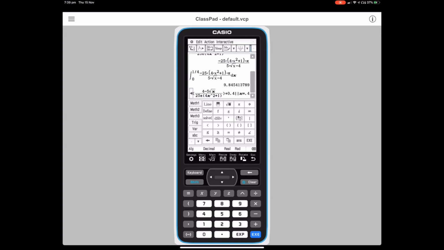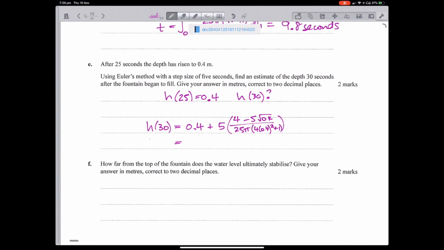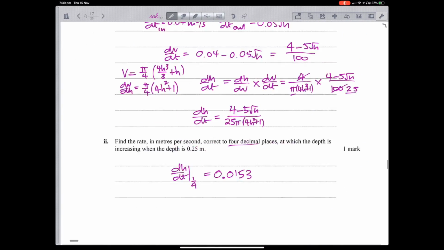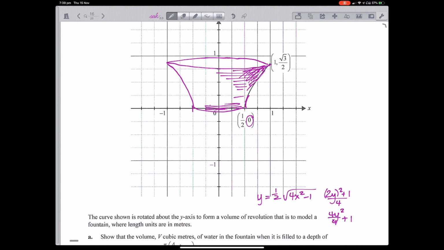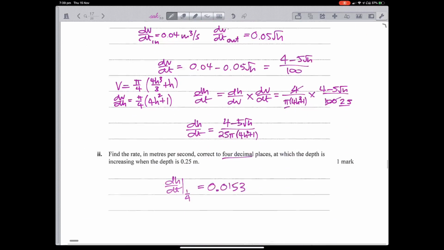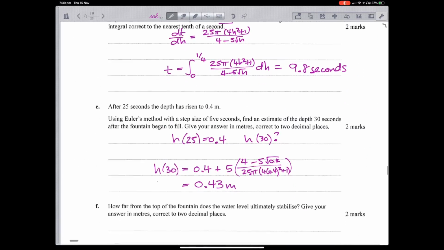Okay, 0.4325. Give your answer in meters, correct. Okay, 0.432, so it wouldn't round up, so meters. That makes sense because of the shape. It's going to start off faster and then it's going to get slower, so it makes sense that in the next 5 seconds it's not going to climb that quickly.